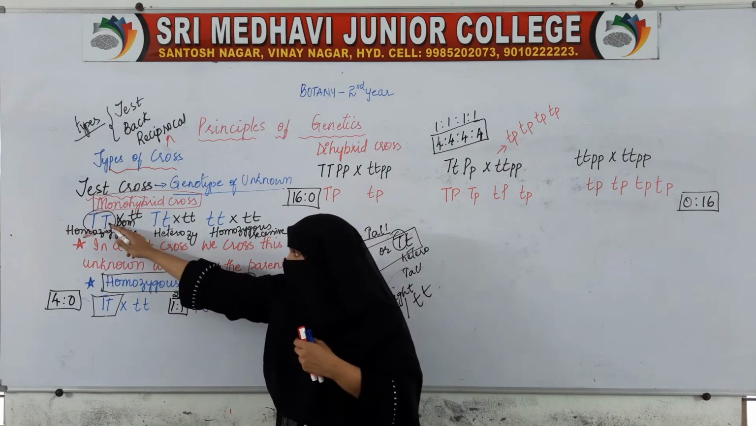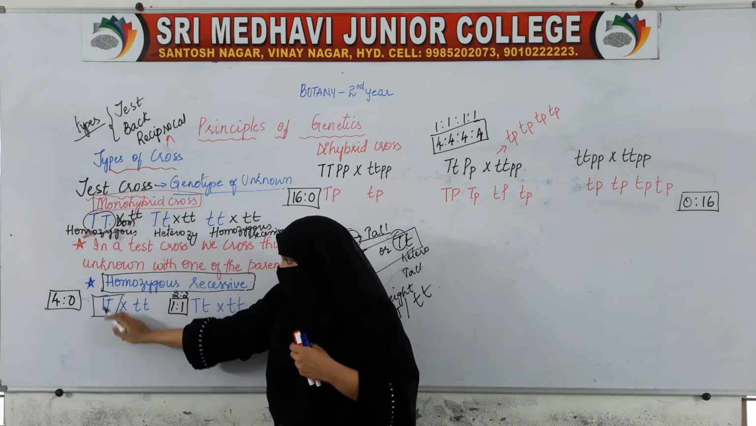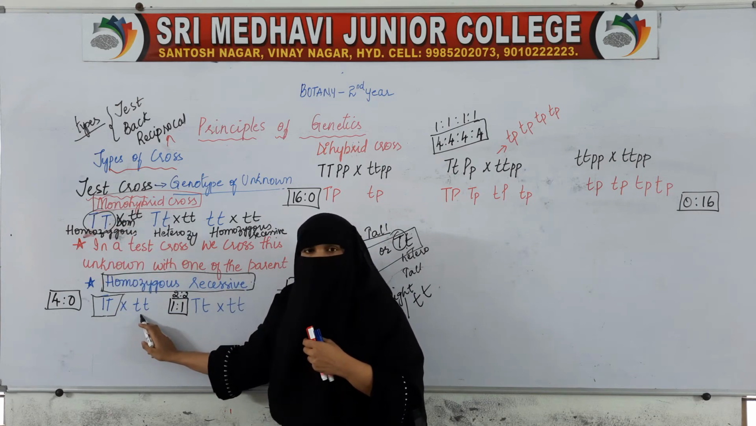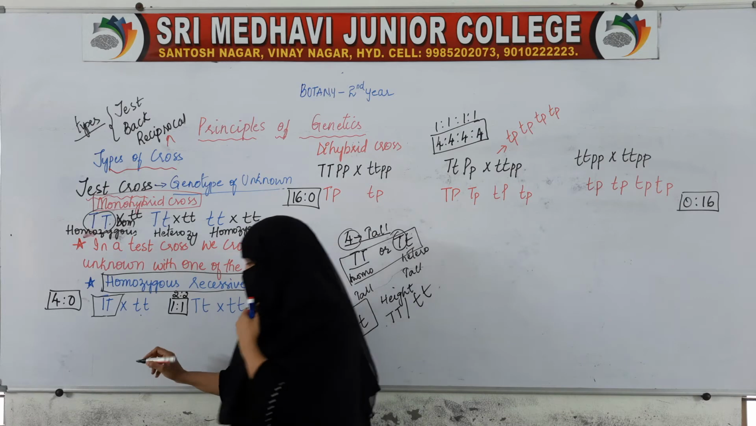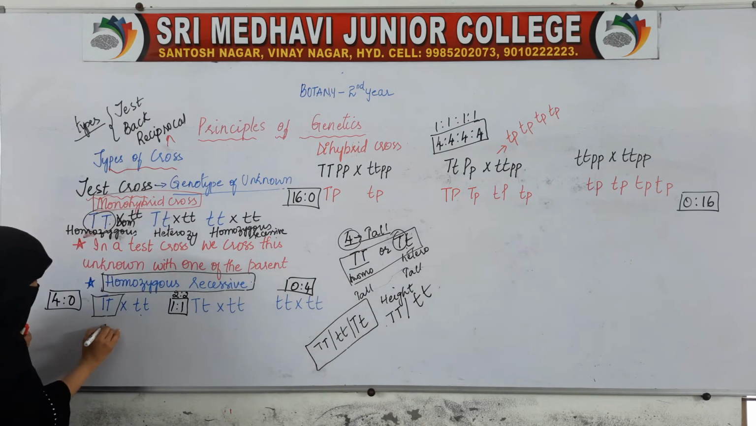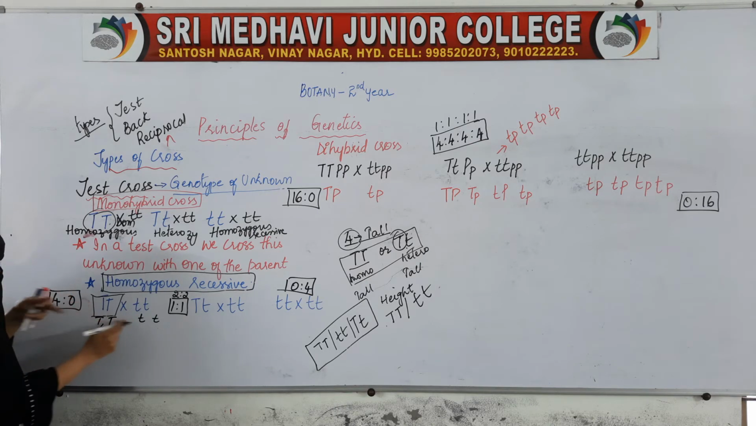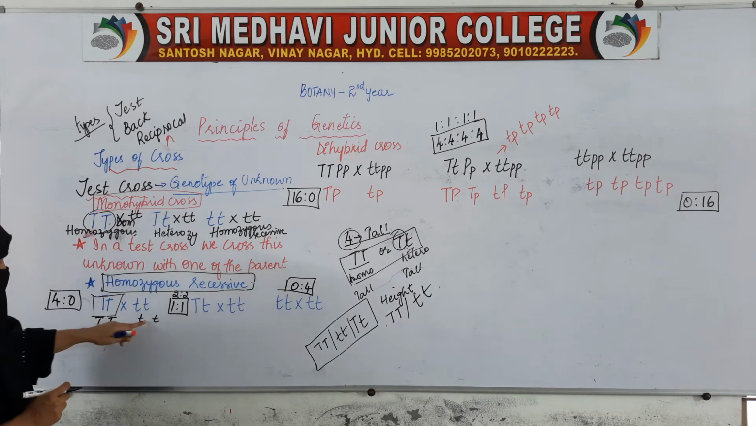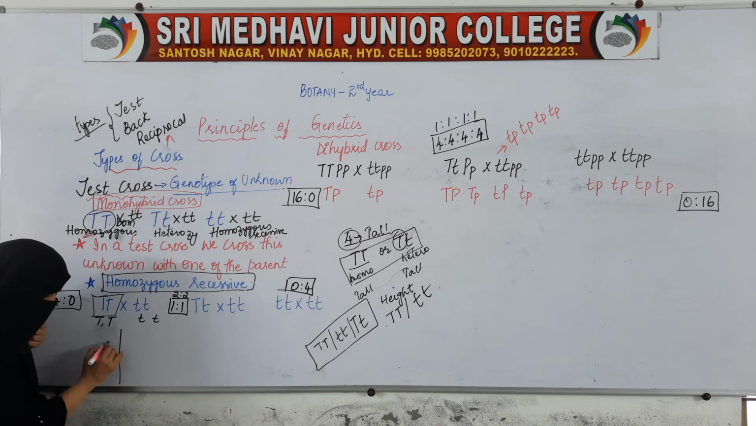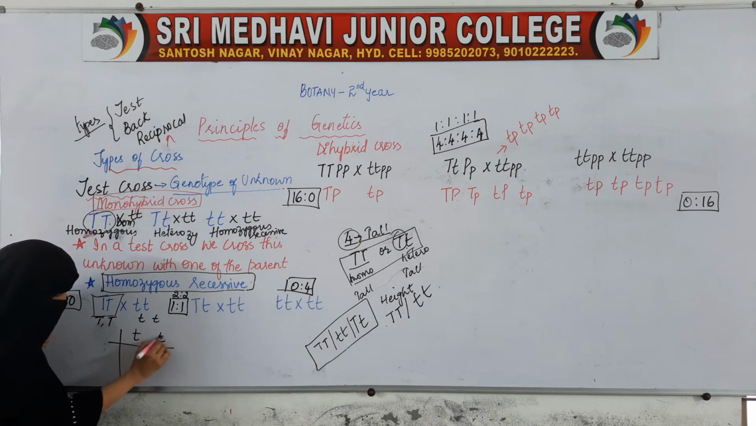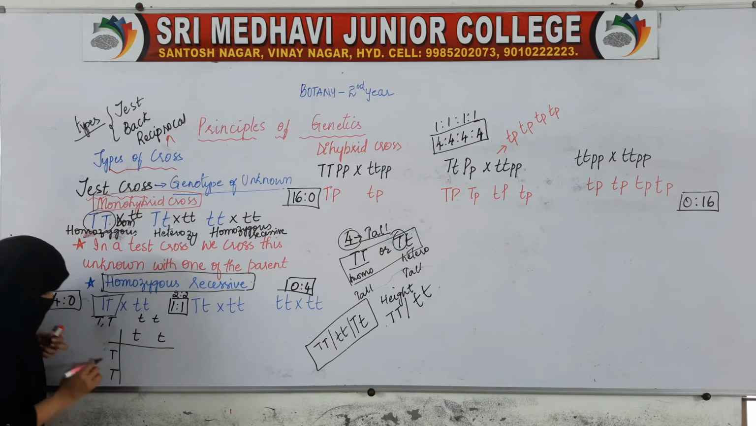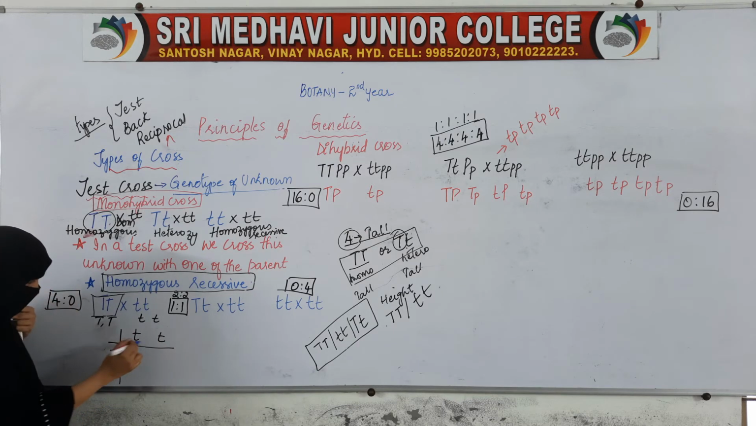Here, first we will take this one. Unknown is this one. We'll cross it with homozygous recessive. So what we'll get? For this, the gametes will be T and T, and here the gametes will be T and T. For this, gametes will be both small t. Now put the cross: small t, capital T, capital T. Make the cross.